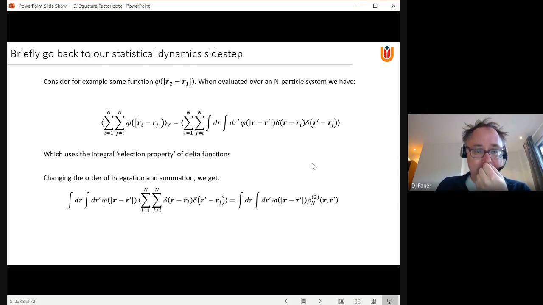Now you can change the order of summation and integration. You're allowed to do that. So now the integrals are on the outside. So a double integral over r and r prime of this function.